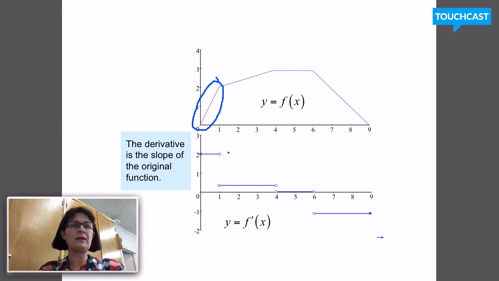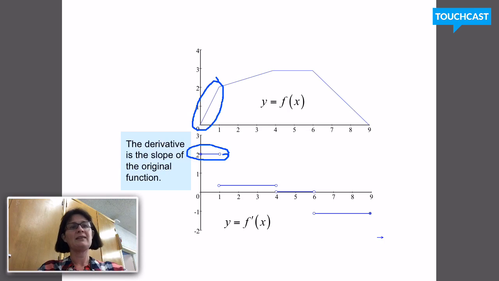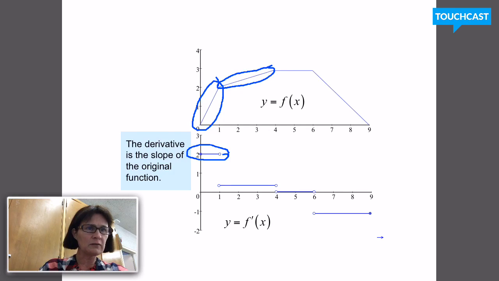So you can see I've started to make a graph here of the derivative. The slope of the top function was 2. That tells me the value of the derivative over that same domain must be 2. This piece has a slope of, is it 1/3? 1/3. This next piece is flat.